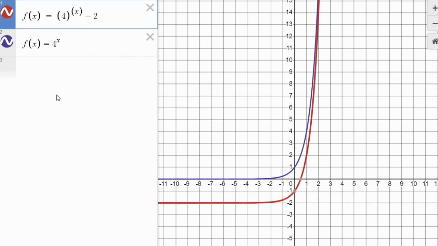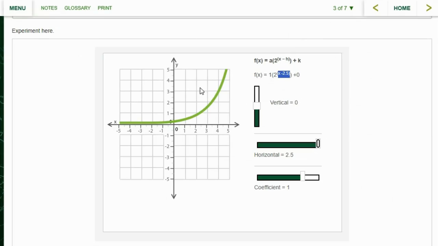So all of these points change. So the translations work exactly the same as they do with everything else. You add a number on the end or put a number with the x, it'll move it either left and right with the x or up and down with the number on the end.